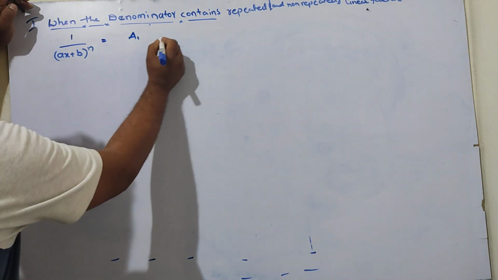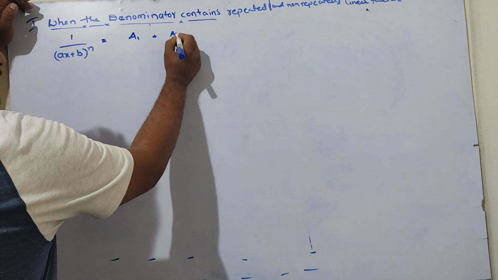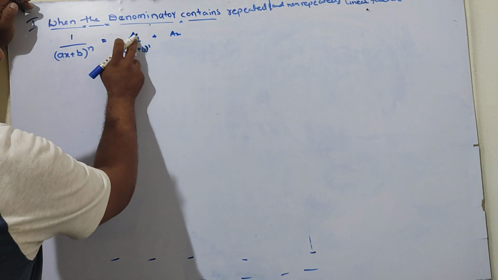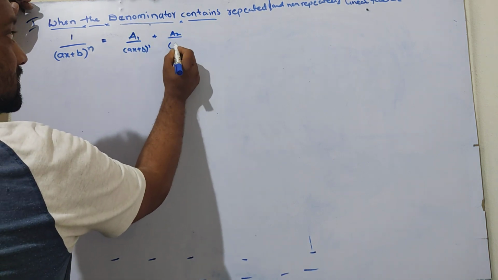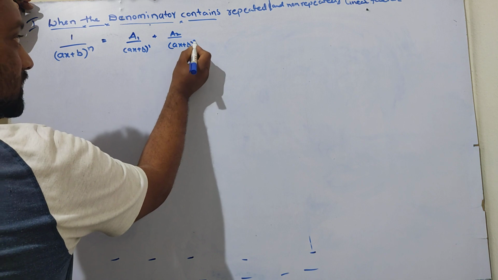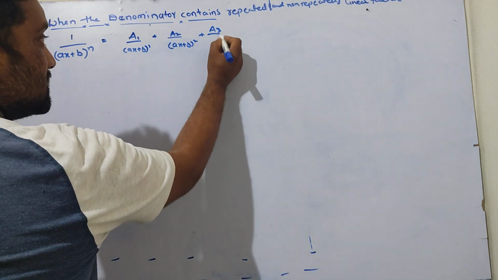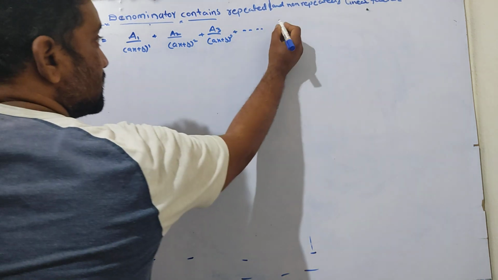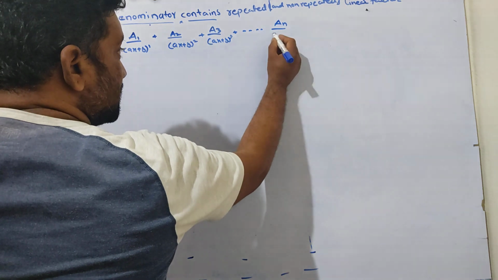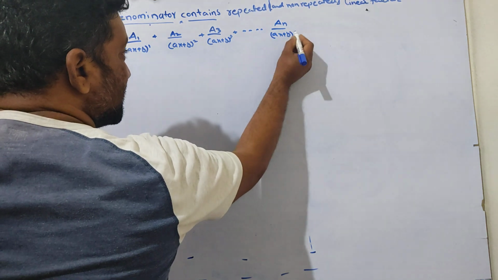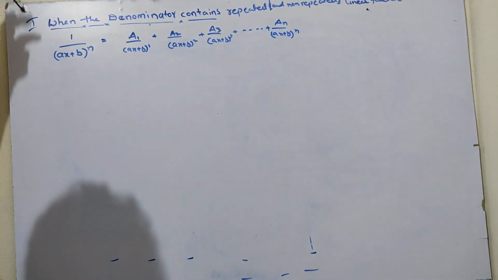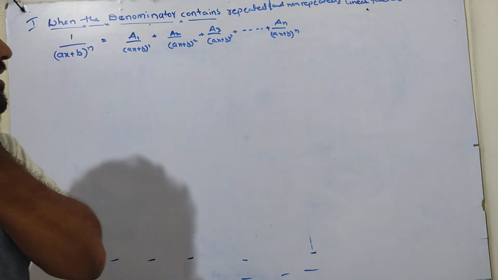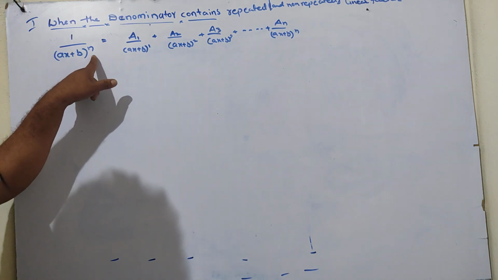That one I am writing as a1 by (ax plus b) whole to the power of 1, plus a2 by (ax plus b) whole square, plus a3 by (ax plus b) whole cube, and so on, up to an by (ax plus b) whole power n. In the last method we took a, b, c, d. Now while taking a1, a2, a3, n times can be repeated here.